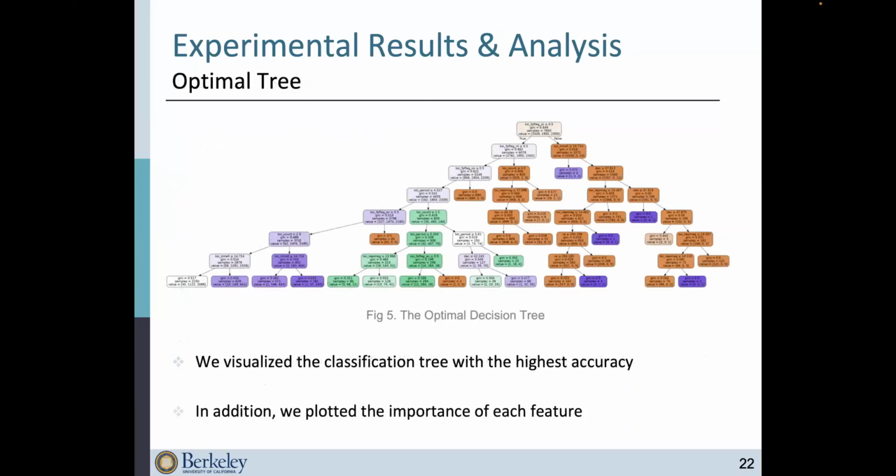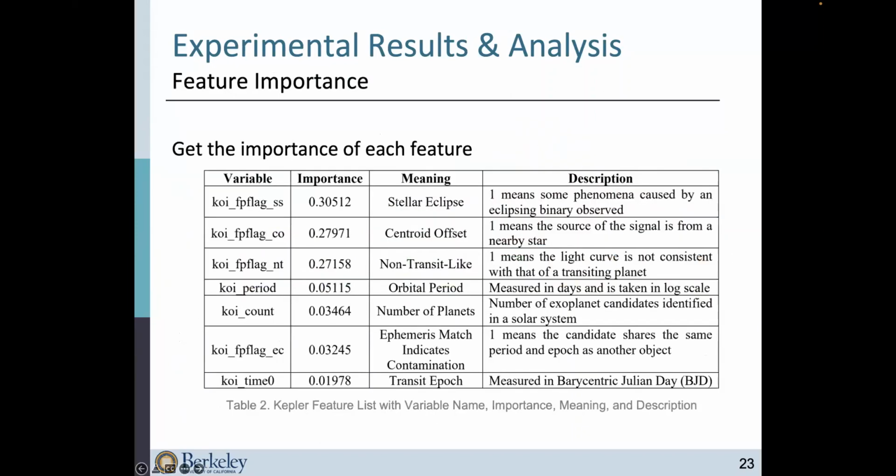We also visualized the classification tree with the highest accuracy. Figure 5 shows the optimal decision tree. In addition, we plotted the importance value of each feature, measured by Gini importance. Table 2 shows the Kepler feature list with variable name, importance, meaning, and description.